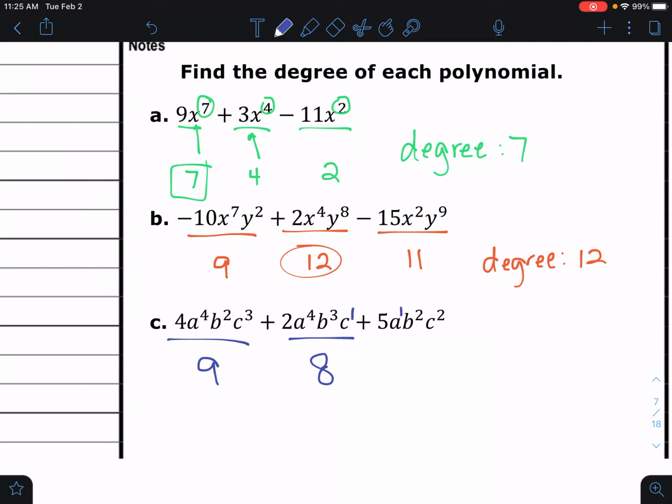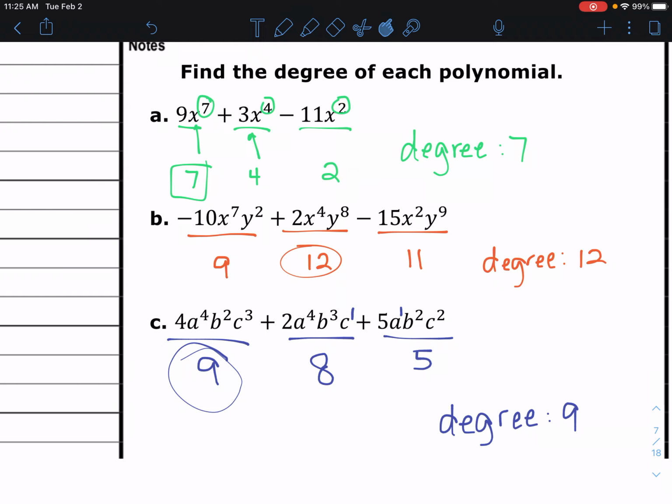And this also has a 1. Don't forget those hidden ones. So 1, 2, and 2 is, this would be 5. Okay, so what is the degree of this one? The biggest one there is 9. So that is my degree. That's how you find the degree of a polynomial.